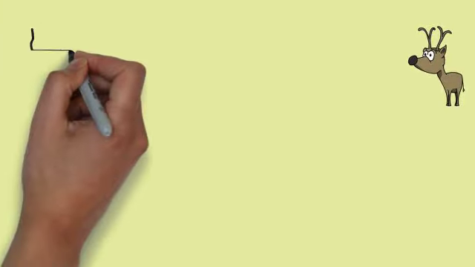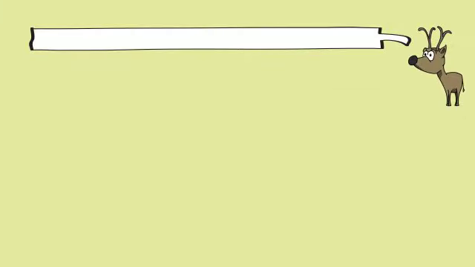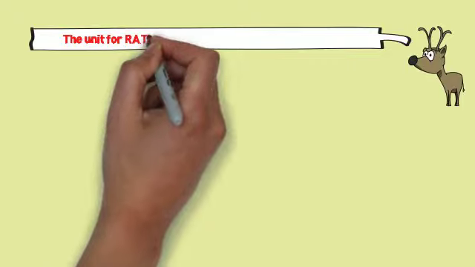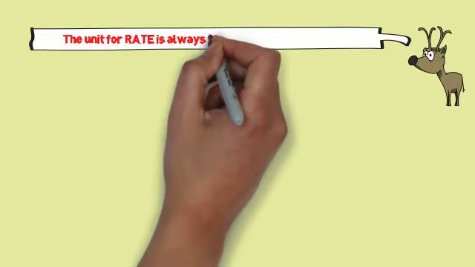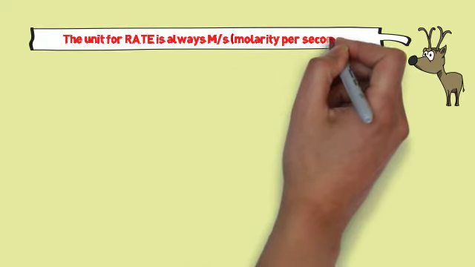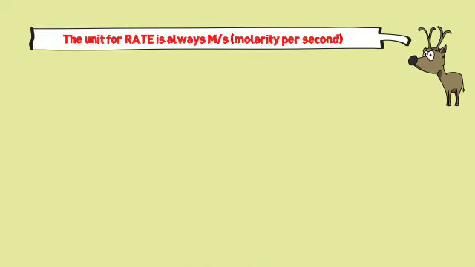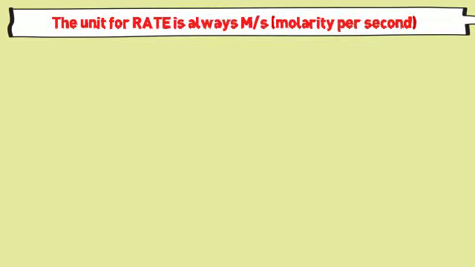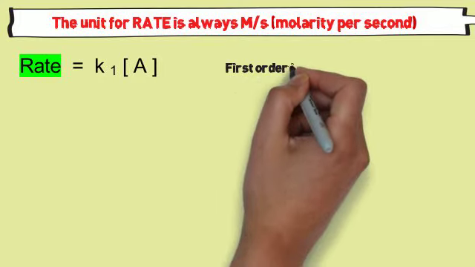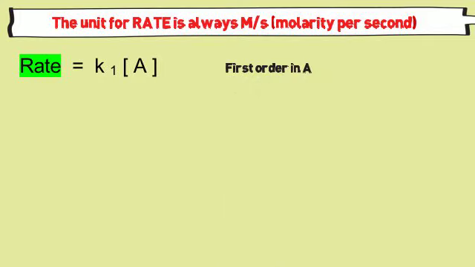So the unit for rate, if you haven't already figured it out, is molarity per second. Remember, a rate is always going to be something per time. So let's look at the different orders. We can have rate equals k1 times the concentration of A. This is called first order in the concentration of A, or reactant A.